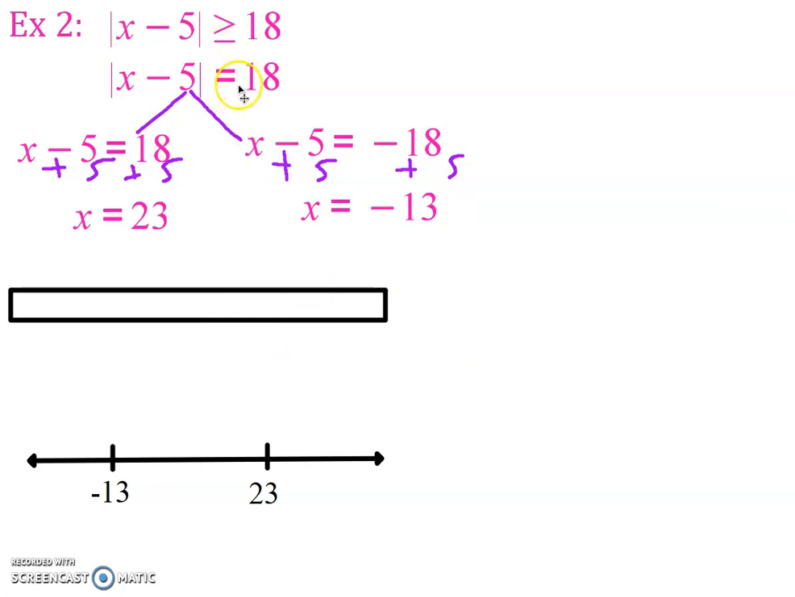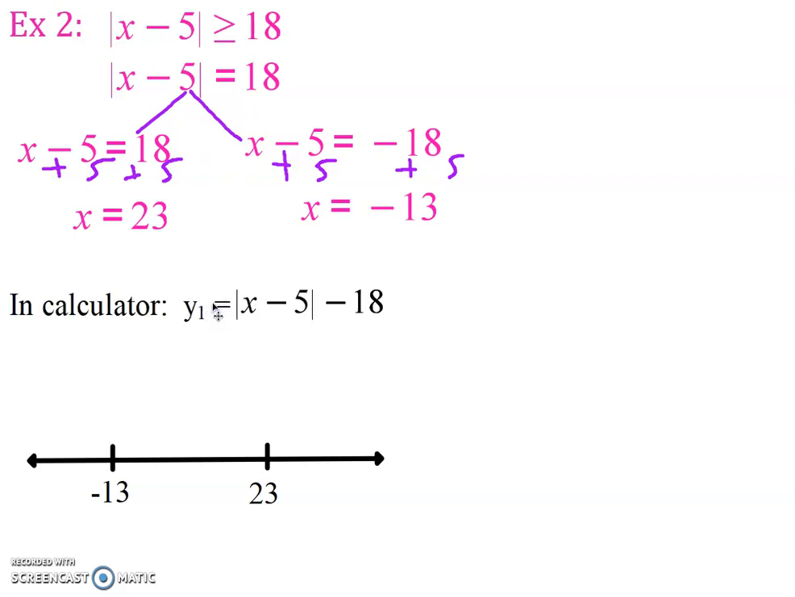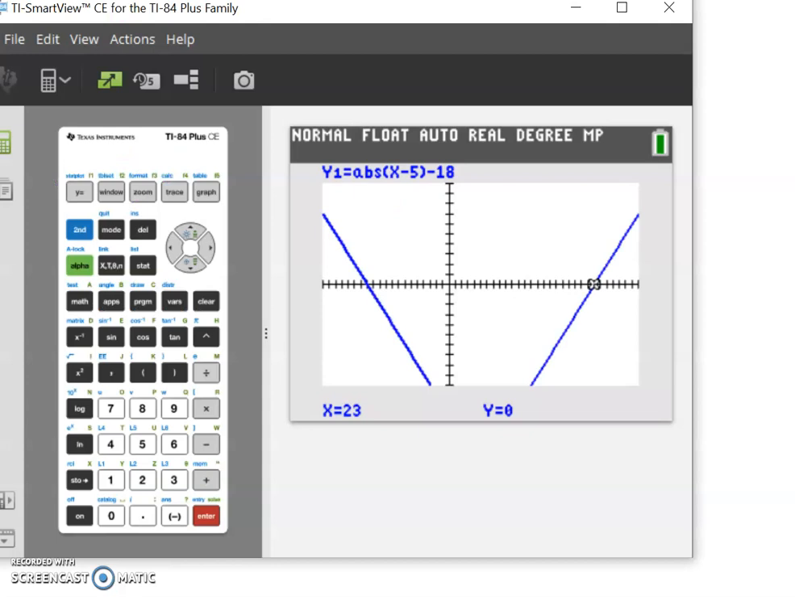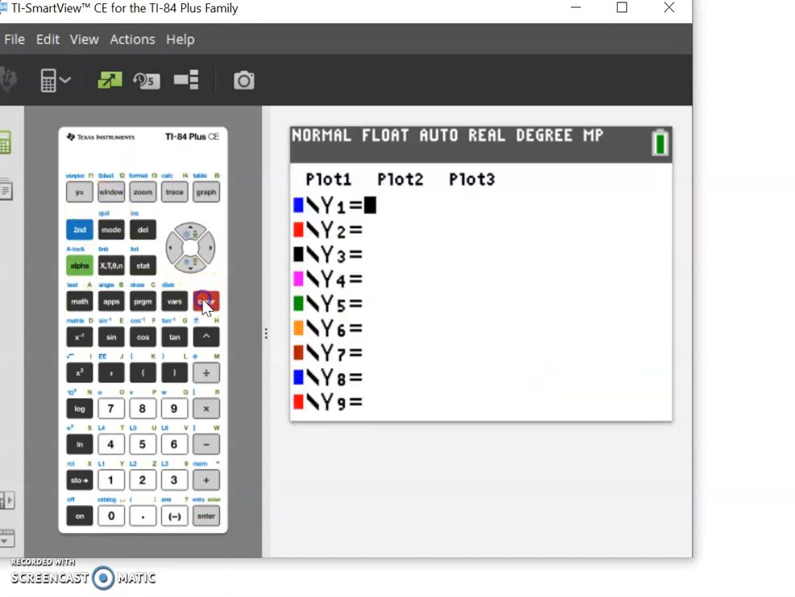So we go up here to where we had the equal sign in that second equation here, and we're going to type this into our graphing calculator, but we're going to plug it into the y equals part. So we need to get rid of the equal sign. We do that by moving that 18 over to the other side by subtracting it. So in our graphing calculator, we're going to type in y sub 1 equals absolute value of x minus 5 minus 18. So everybody pull up your calculator, and your y equals, we're going to go math.